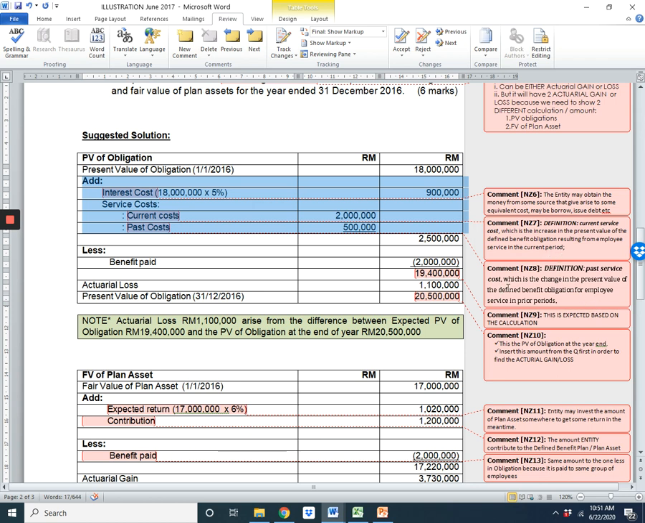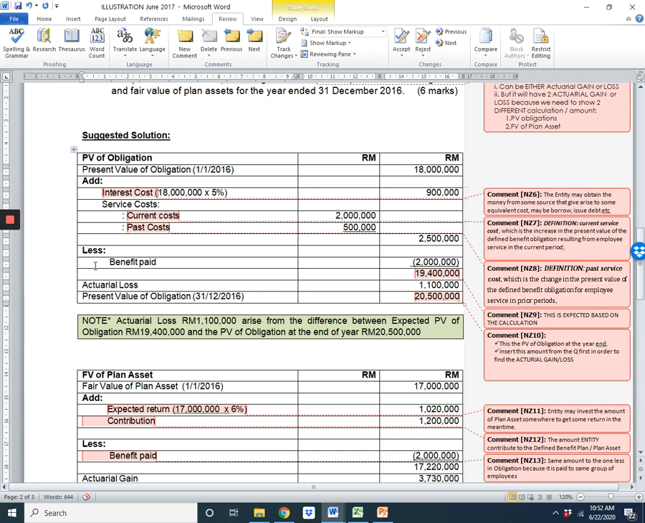Okay, and past service, which is the change in present value of the defined benefit obligation for employee service in the prior period. Sebab you mungkin anggar, katakanlah tahun ni you anggar dia sebagai current period, but next year dia akan jadi past cost. Okay, current cost, past cost. Mungkin masa you anggar ni, you anggar tahun ni ataupun yang you anggar tu terlebih ataupun terkurang, you kena adjust balik dalam past cost. Okay.